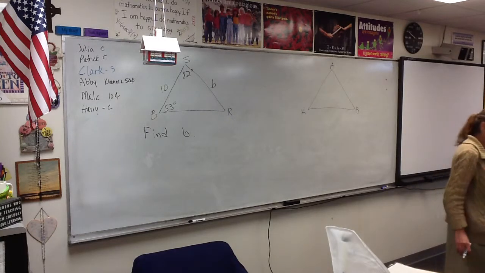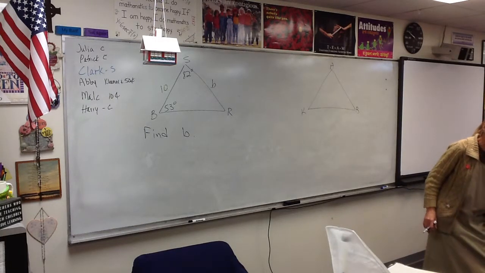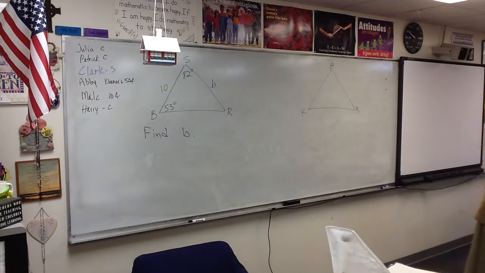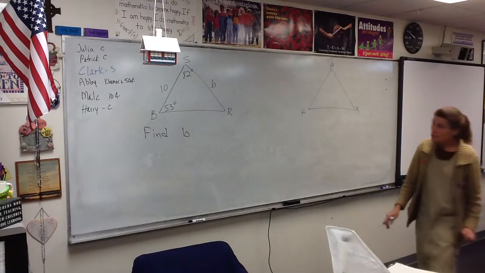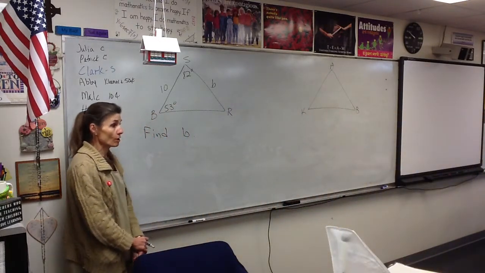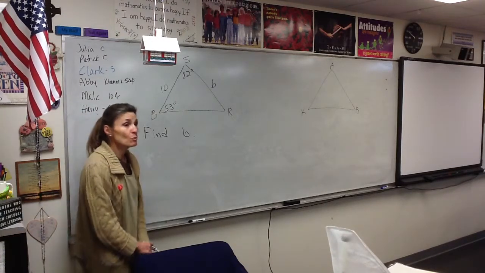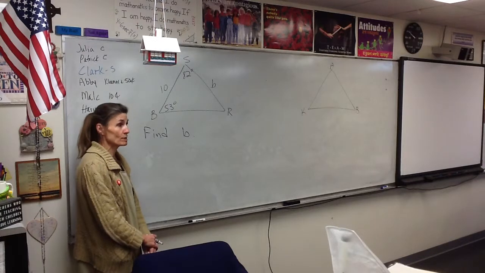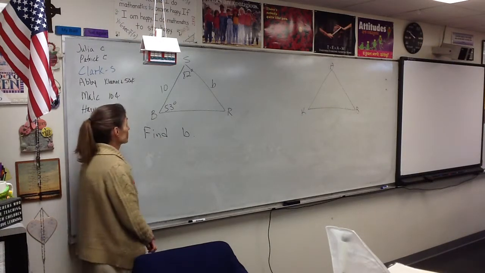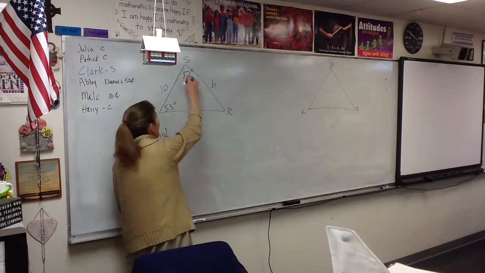SOHCAHTOA will only be used if the triangle is right. I do not see a 90-degree angle there, so that's out. So then you're going to decide if you're going to use the law of sines or cosines. What is the key? How do we know which one we should be using? Jack? Let's say you have a big S and little s, you do a sine. Yep. Because you have both of them.